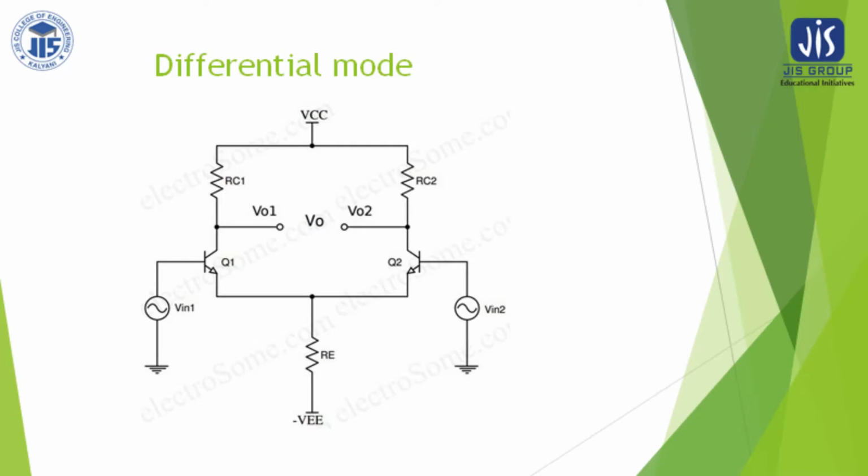Whatever is not changing is removed in the AC equivalent circuit, where the DC sources and the voltages which are not changing are removed. So that is why VCC has been grounded, minus VEE has been removed, and this emitter resistance has also been removed. So this is our equivalent circuit. Now we will draw the hybrid pi equivalent circuit, and thereafter we will go for the calculations.